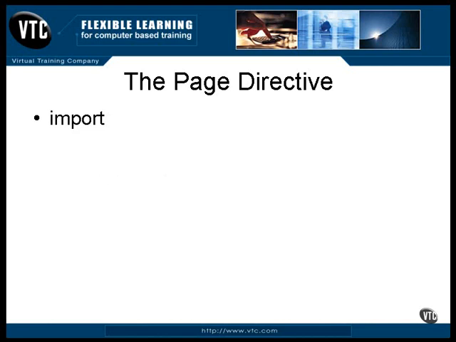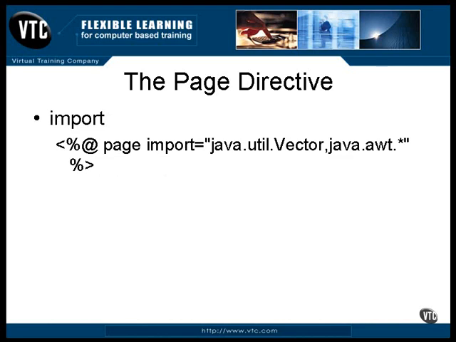You can use the page directive to generate import statements in the class. This is the one attribute that you can use over and over. Or you can generate more than one import statement from a single page directive by separating the names by commas like this. You can specify the full path name, or you can use the asterisk notation. Any form that could be used on a Java import command can be used here.